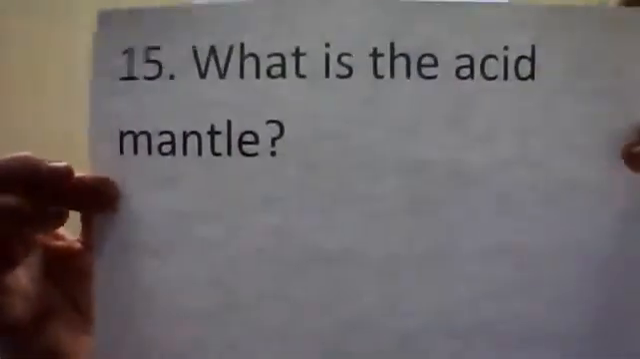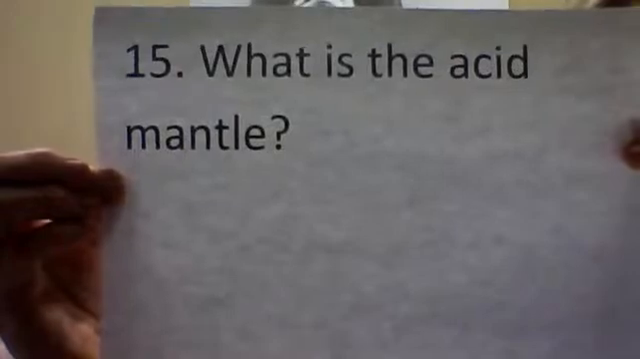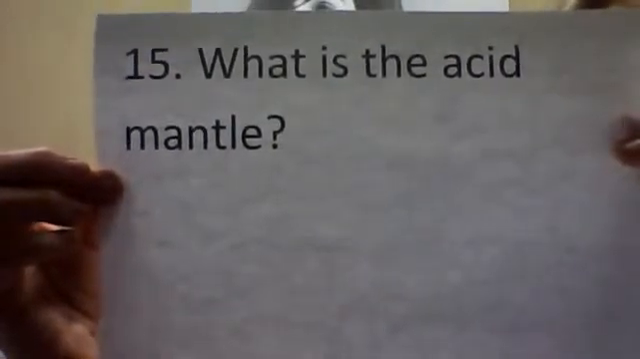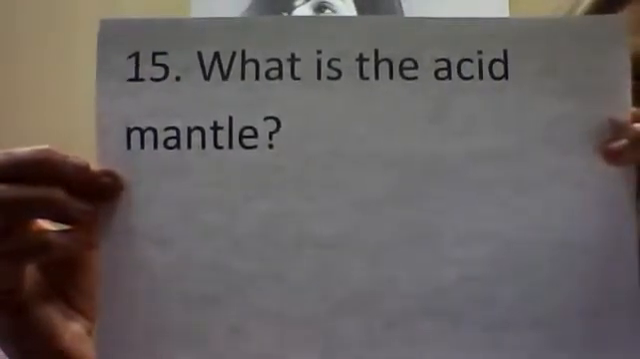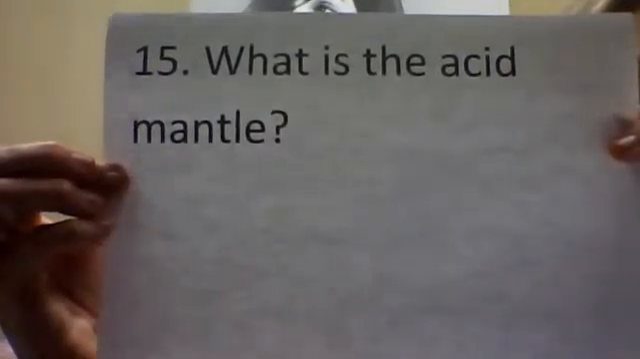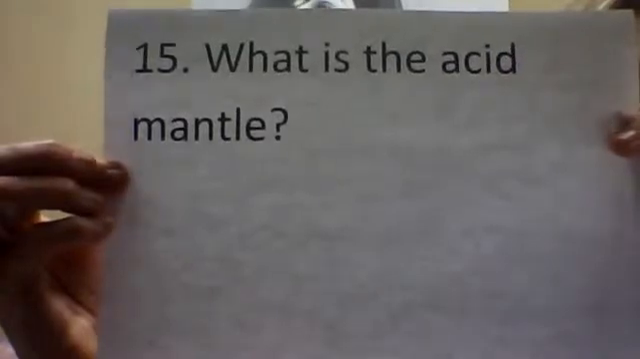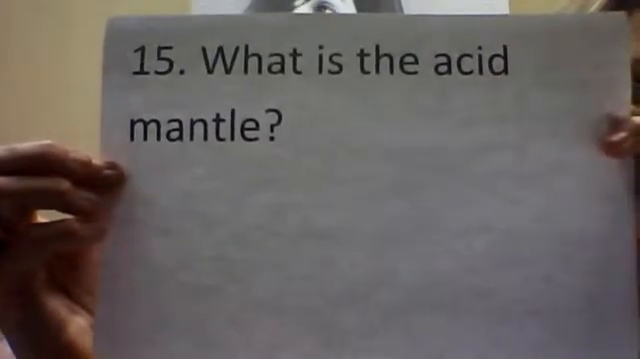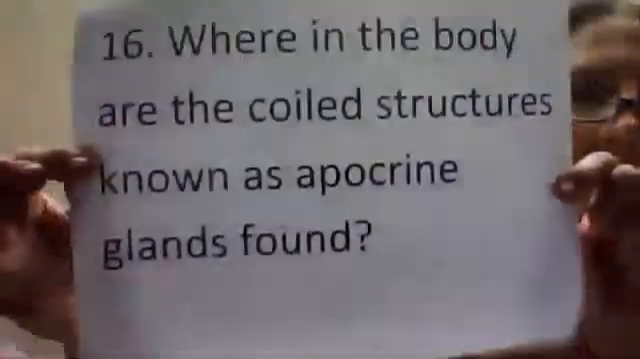Looky here. What is the acid mantle? Well, come on, guys. We know what that is. That's our barrier. That's our protective layer. It's acid balanced. It's a 4.5 to a 5.5. Moving on. These easy ones, we're not going to spend a lot of time on. You should know it. Shame on you if you don't. I'm kidding. Okay. Number 16.